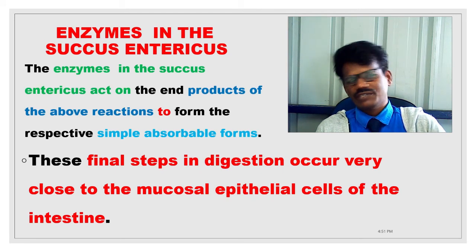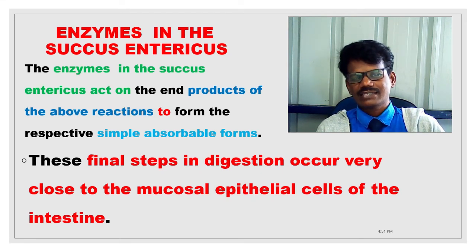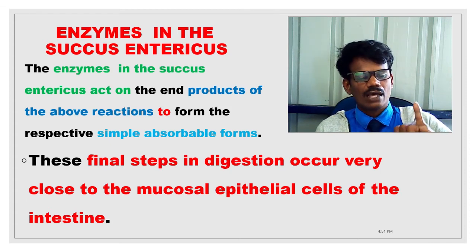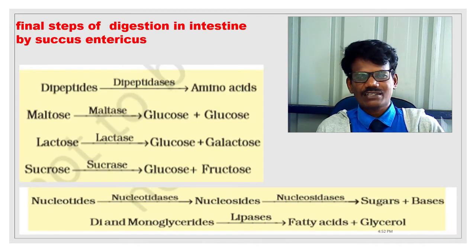Then the enzymes of the intestine, that is succus entericus. The intestinal juice can also be called succus entericus. The succus entericus acts on the end products of all the above reactions. So it is acting upon the protein dipeptides, then carbohydrate disaccharides, and the monoglycerides or diglycerides. This digestion process is occurring very close to the intestinal wall where the villi are present, so that easy absorption is possible. The final step of digestion in the intestine by succus entericus, we'll see one by one.